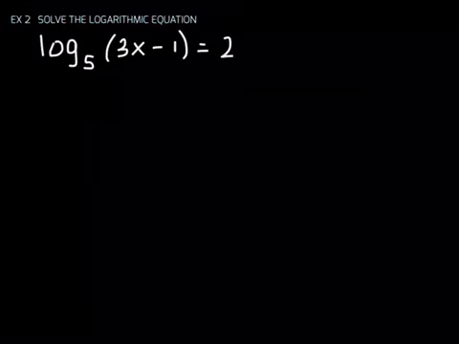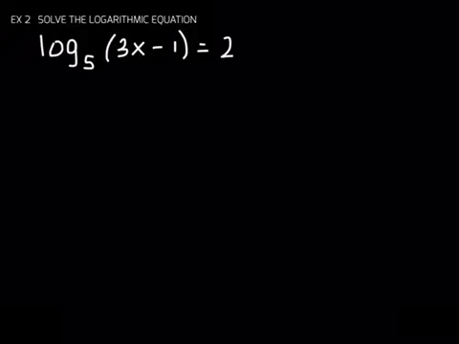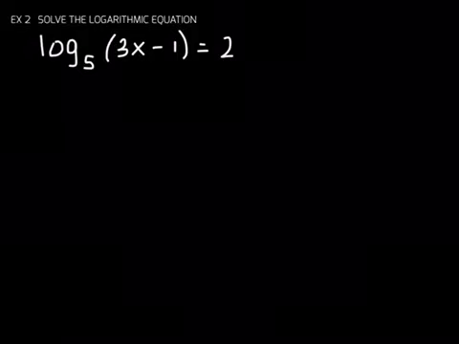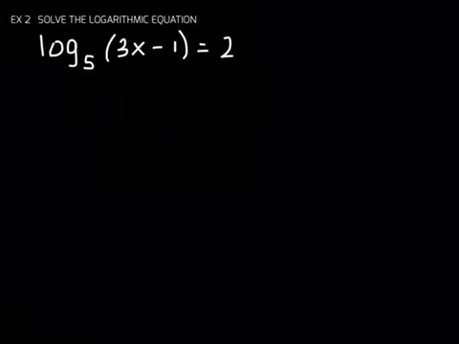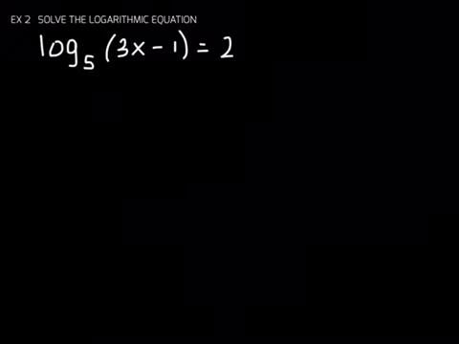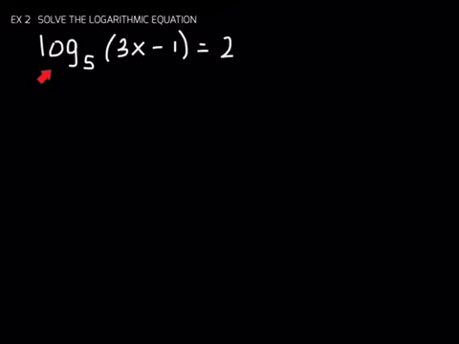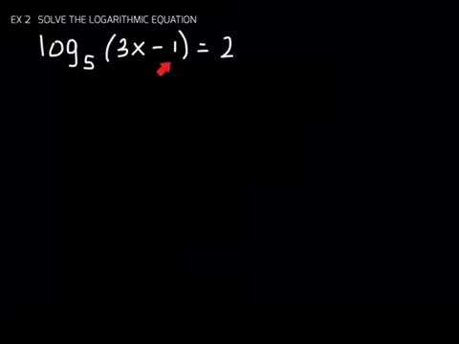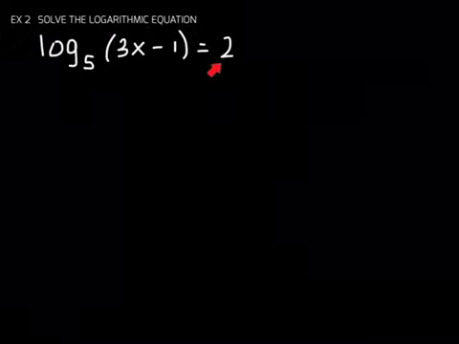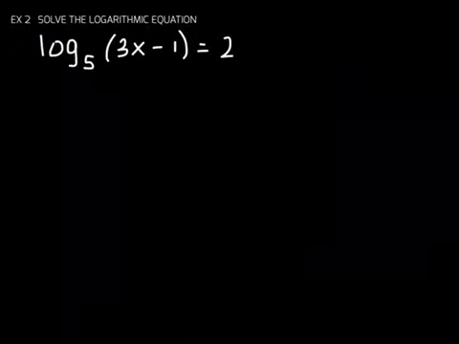So here we go. Example 2, solve the log equation. Log base 5 of 3x minus 1 is equal to 2. The first thing I want you to notice is how this equation is different than all of the equations in example 1. It's different in that you only have one log on the left-hand side, and you don't have any logs on the right. It's just a number. It's just a constant. So here is our strategy, guys.